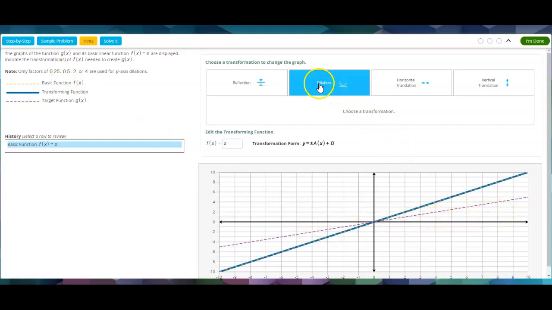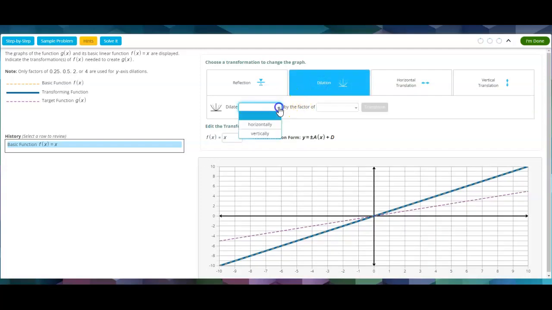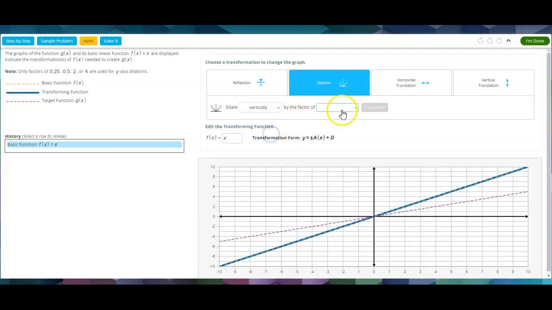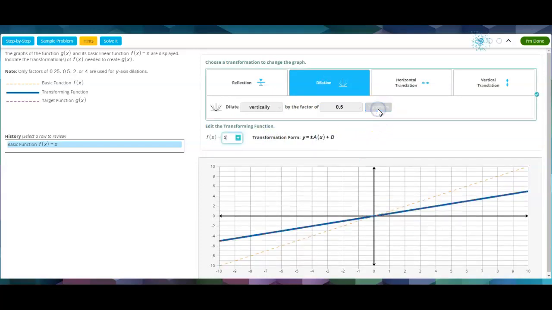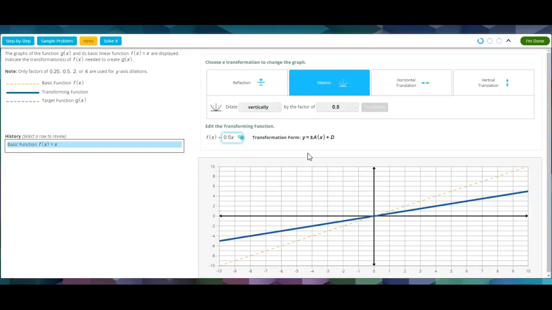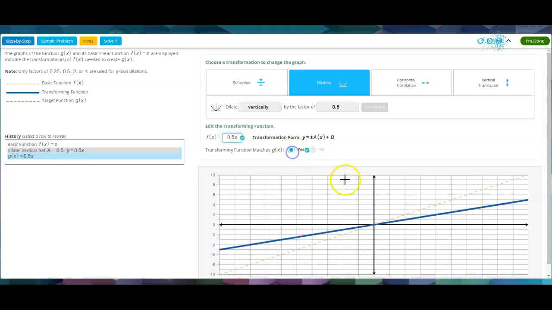So we're thinking it's a dilation, it's vertical, only we're thinking maybe this is the 0.5 one. Let's transform it and see. And sure enough, see how the dotted purple line disappeared? So we know we got it right. Now where do you put slope? You put slope in front of x. All right, so that's how you use this program.